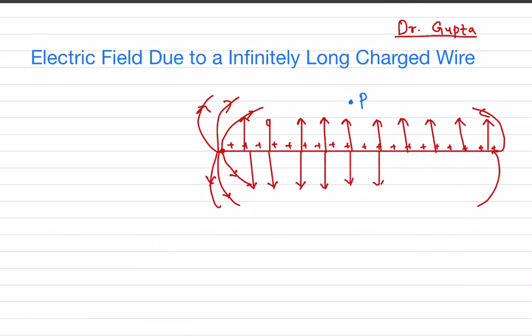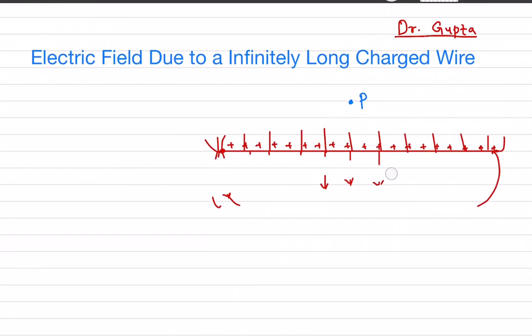Now how are we going to solve this problem, or how are we going to calculate the electric field at this point P using Gauss's law? We're going to choose a Gaussian surface here. Let me erase all these things. And this is positively charged. In order to make life easier, we're going to choose a Gaussian surface which is cylindrically symmetric.